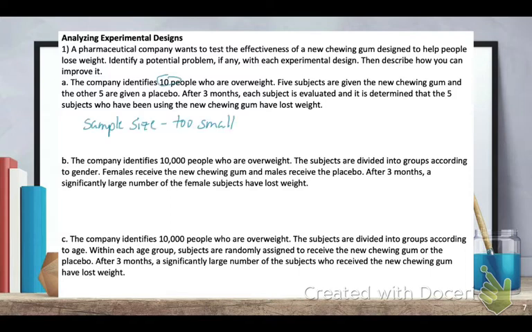So the results sound good, but if we look at how many people are being studied, only 10. The sample size is simply too small to draw definite conclusions. Now look at B. The company identifies now 10,000 people who are overweight. The subjects are divided into groups according to gender. Females receive the new chewing gum and males receive the placebo. After 3 months, a significantly large number of female subjects have lost weight.